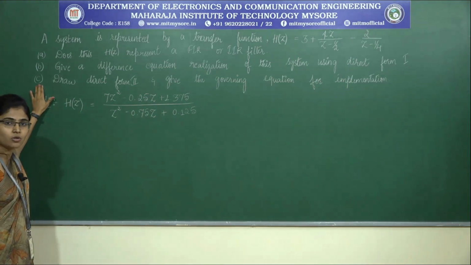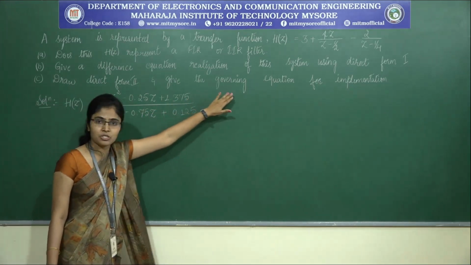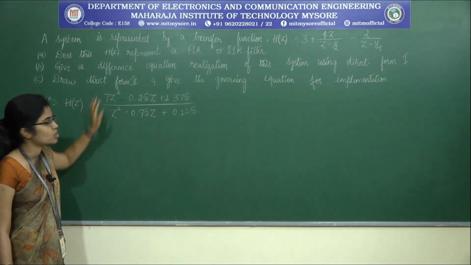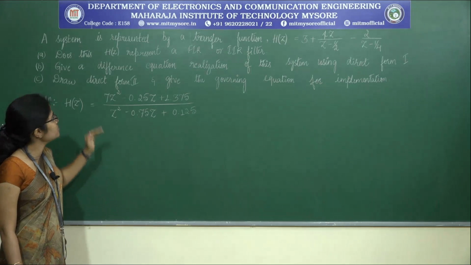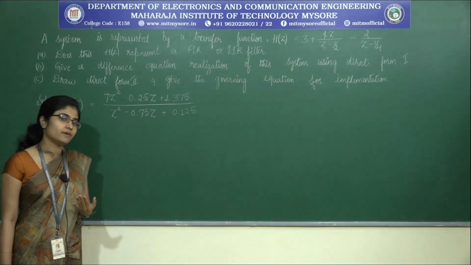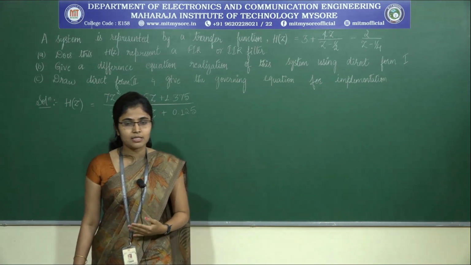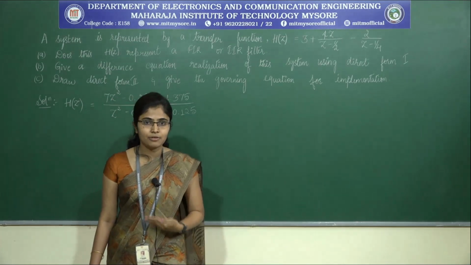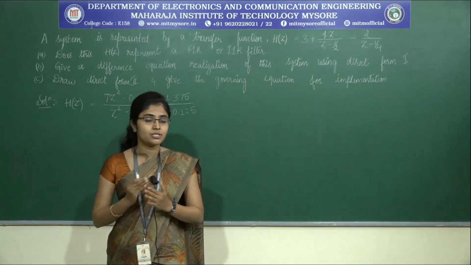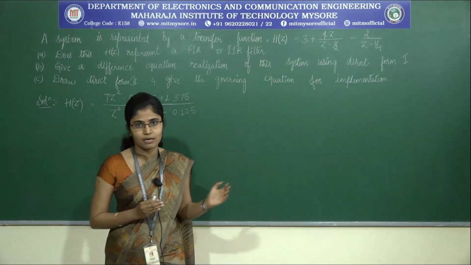In the third question also, they are telling us to find out the governing equation, which is nothing but the difference equation. Then with the help of that difference equation, I should draw direct form 2. Now starting with the first question, I need to find out whether it is an FIR or an IIR filter. We all know that the transfer function of an FIR filter contains only zeros. So if the transfer function contains only zeros, then such filters are called FIR filters.